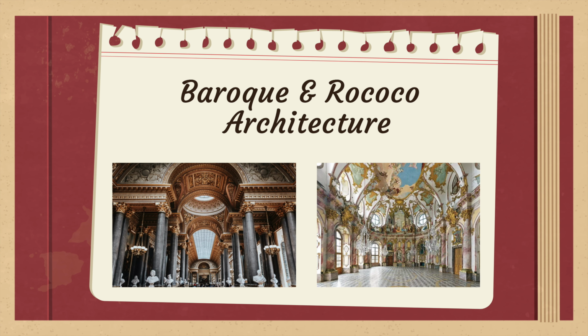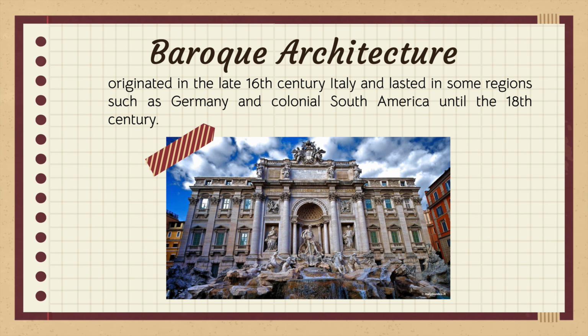Next up, we have the Baroque and Rococo architecture, and let us first talk about the Baroque architecture. So the Baroque architectural style originated in late 16th century Italy and lasted in some regions such as Germany and colonial South America until the 18th century.